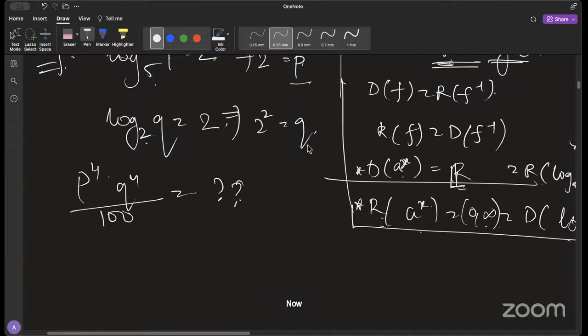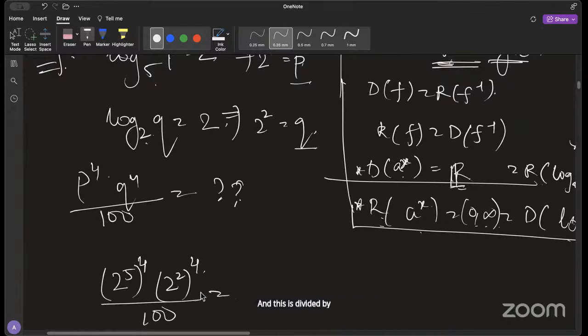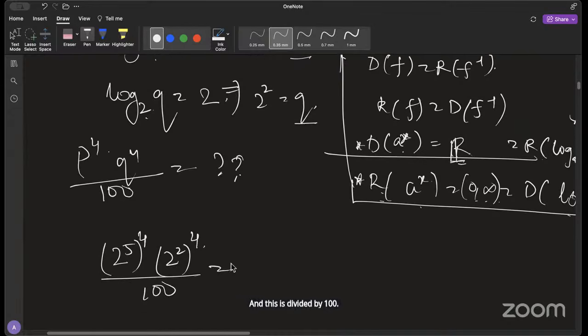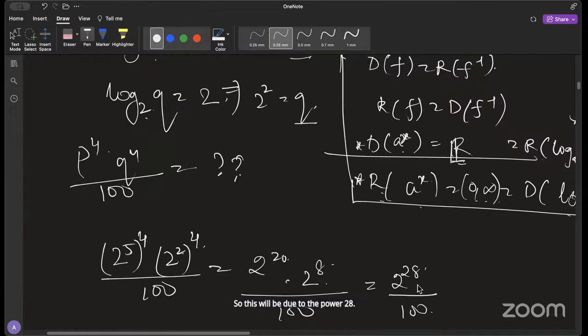Now I have the value of p, I have the value of q. I have to find the value of this expression, right? So this is 2 to the power 5 whole to the power 4. This is 2 to the power 2 whole to the power 4. And this is divided by 100. So this will be 2 to the power 20. This will be 2 to the power 8 by 100. And you can add these powers then, right? So this will be 2 to the power 28 by 100. Is this okay?